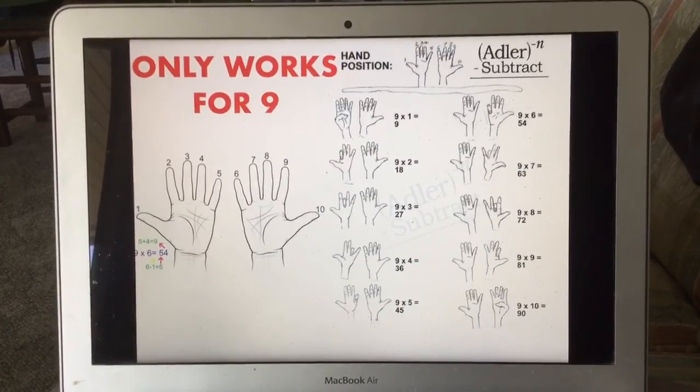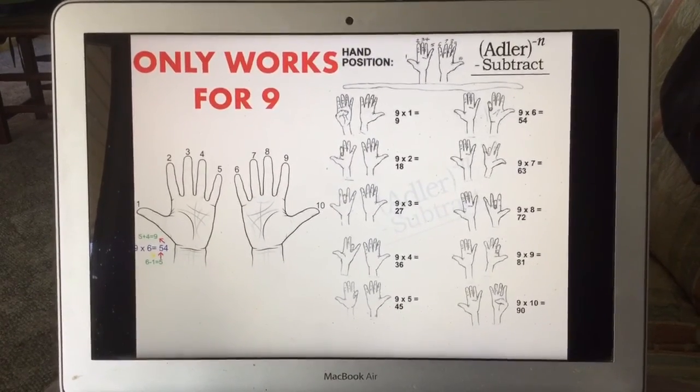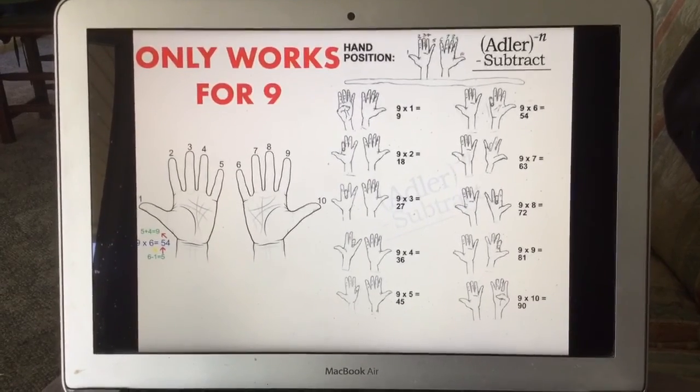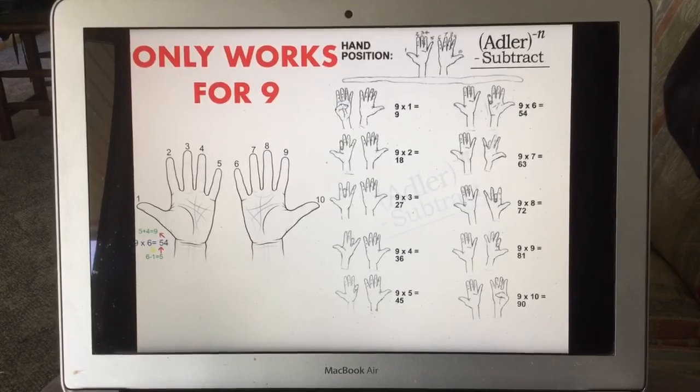Now, there is a trick for 9s. I think I showed your dad and Marcia at one time. You kind of have to look at the chart and figure it out. If you have any questions, just have them call me. But I think they remember how to do it.